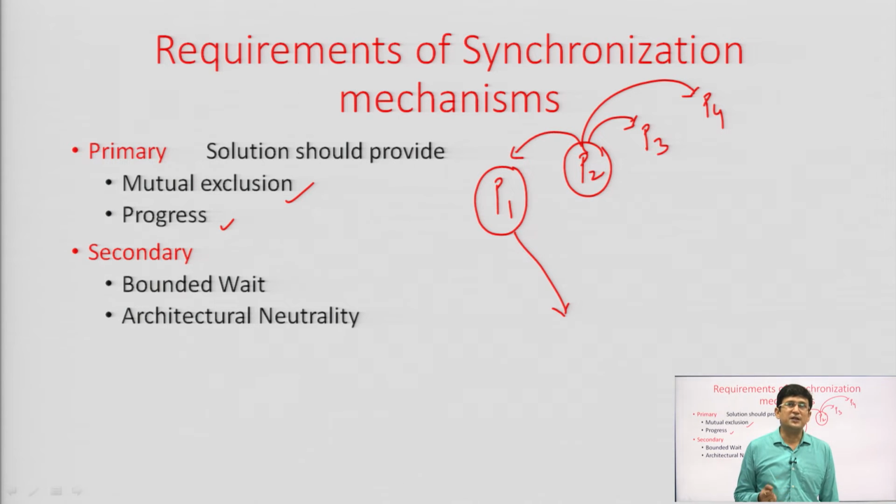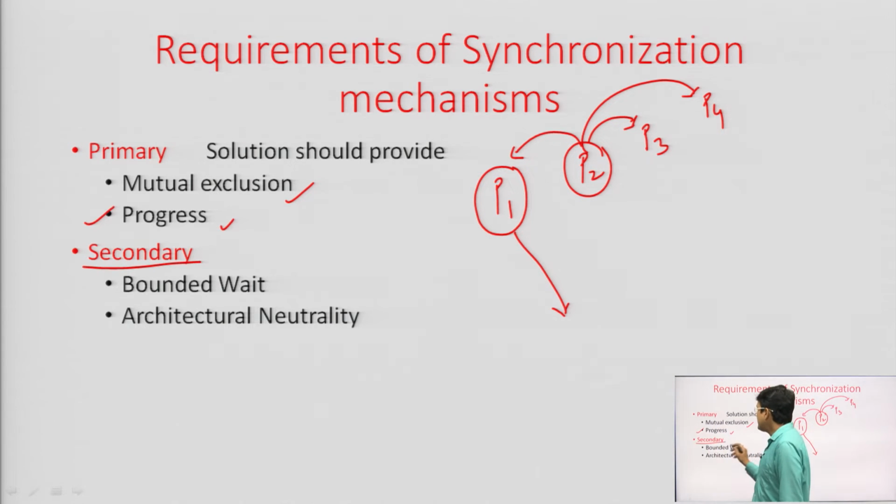So, similar is the condition here. A process is not interested in entering the critical section, but it is restricting the others from entering the critical section. If this is the condition, we will say that the progress property is not satisfied. If a process is not interested in the critical section, then it should not restrict the other processes from entering the critical section, then the progress property is satisfied.